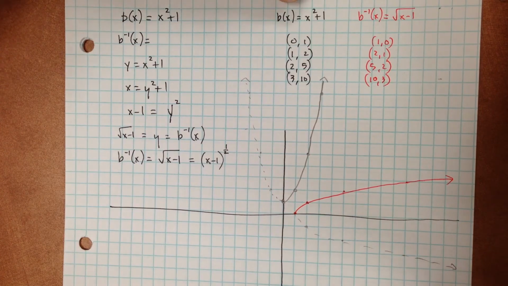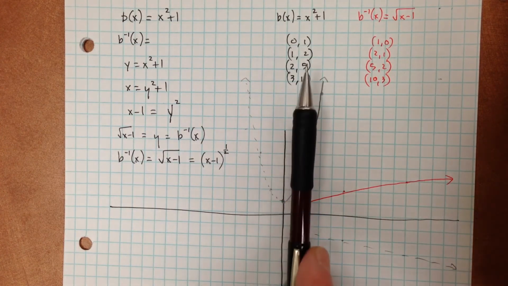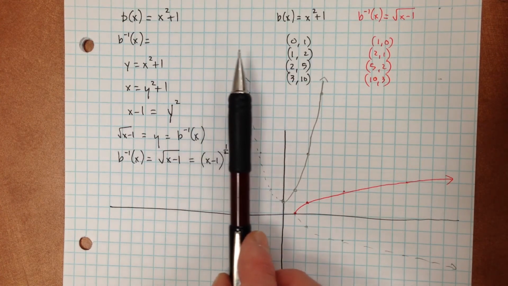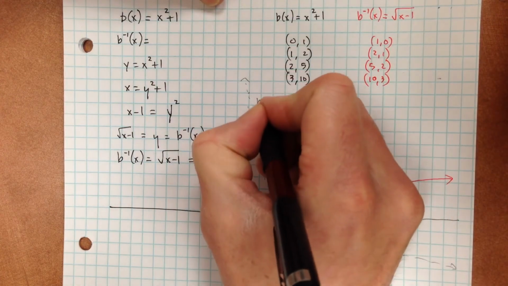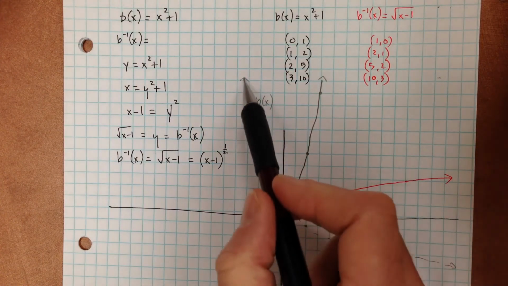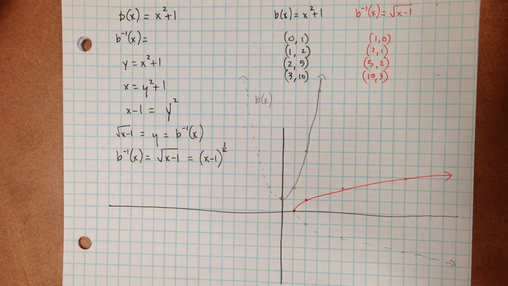We have a function. If it is a function, it means that it passes the vertical line test. So my original parabola right here up top, including the second half, would pass the vertical line test. So b of x is a function. Yes, it is. And this half right here is actually part of the parabola, even though it is dashed. It should be filled in.